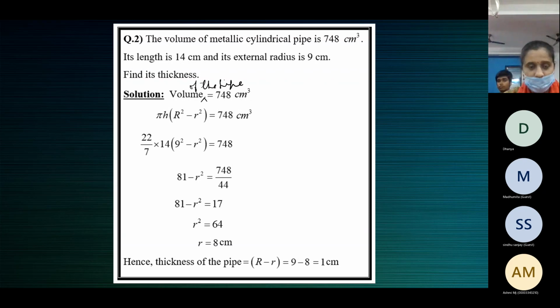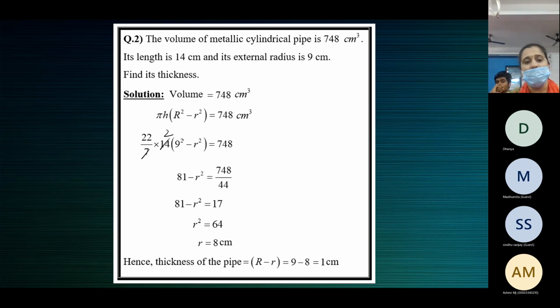So I'll just tell you how it's worked. You might have understood, but I'll just tell you. First, the volume formula, we write pi h into R square minus r square is equal to 748. Then the value of pi is 22 by 7. Height is 14. Capital R is 9. 9 square minus r square, which we have to find, is equal to 748. Now 7 ones are 7, 7 twos are 14. See here, after substituting, 7 1s are 7, 7 2s are 14.